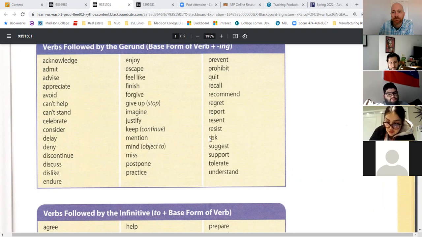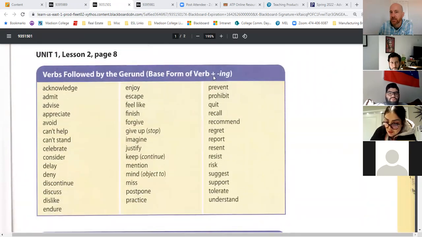dislike. She dislikes studying late at night. She recalls going to the park often as a child. The teacher recommends practicing new vocabulary. Notice after those verbs, I'm using a gerund, verb ing.